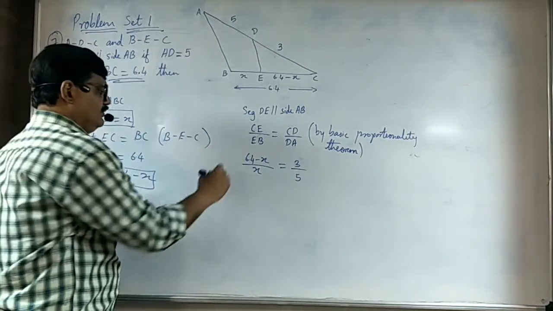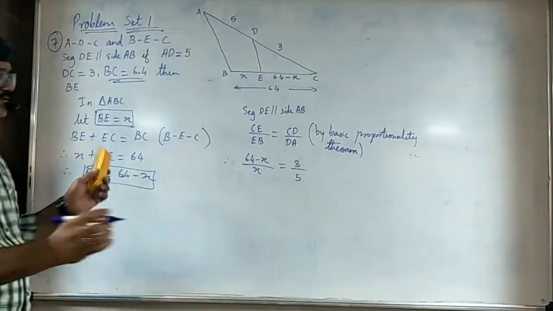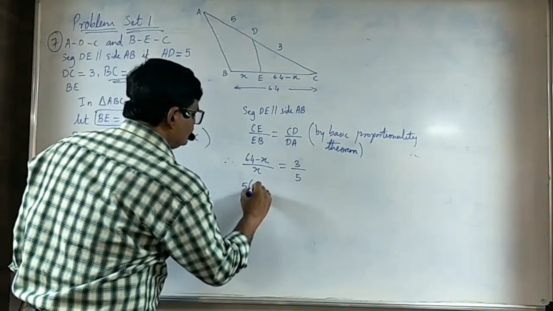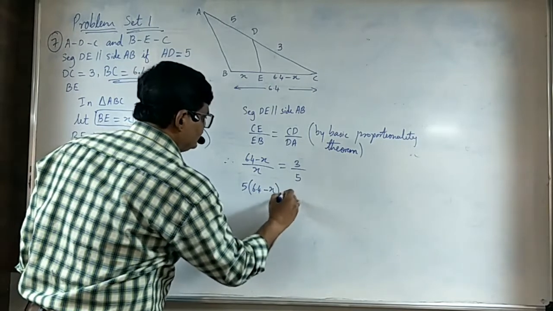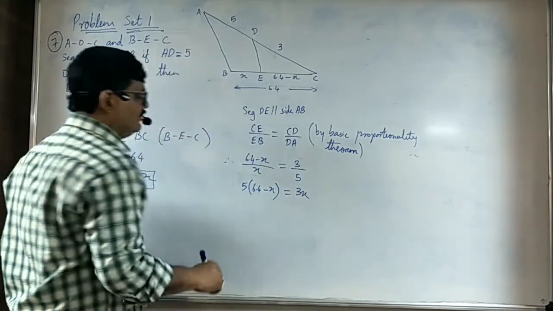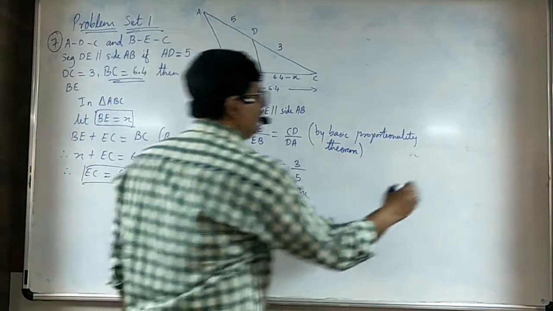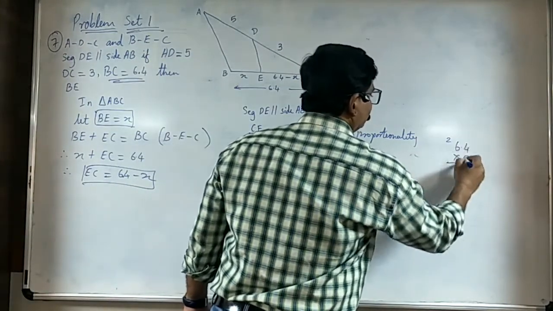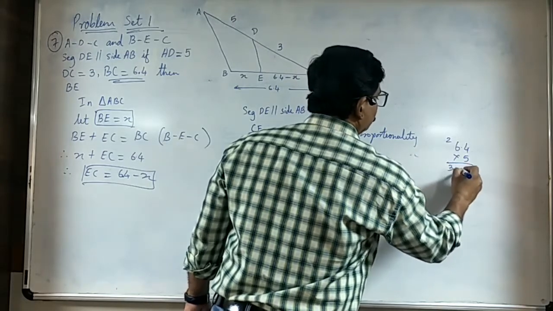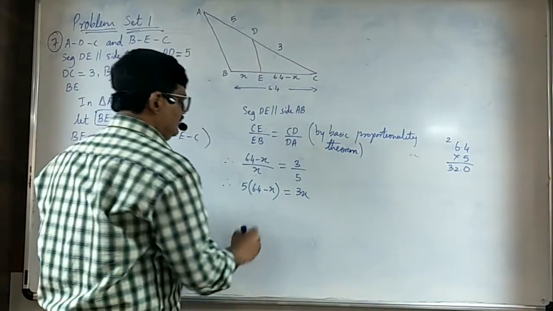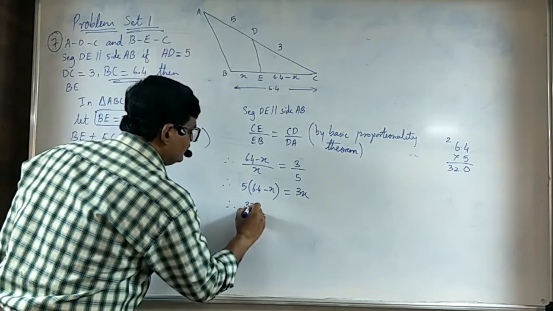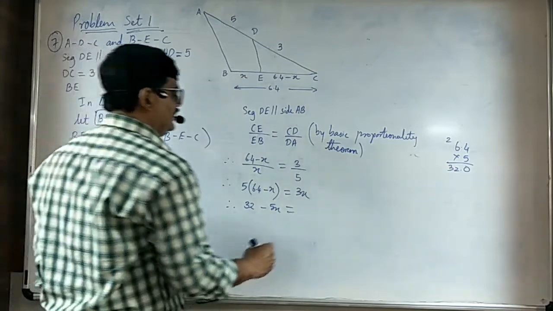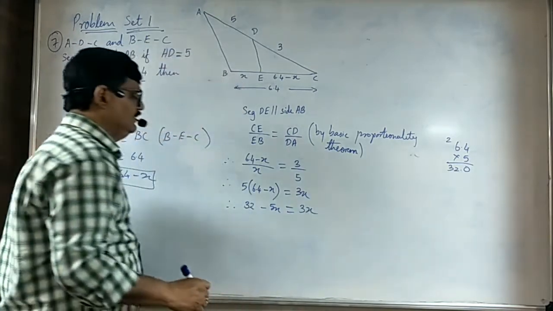Now what we are going to do here is very simple. You have to cross multiply. When you cross multiply, 5 into 6.4 minus X is equal to 3X. Therefore you have to multiply 6.4 into 5. 5 4s are 20, 2 carry, 5 6s are 30, 31, 32, and you have a decimal. So after the decimal, you will get 32. Then minus 5X is equal to 3X.